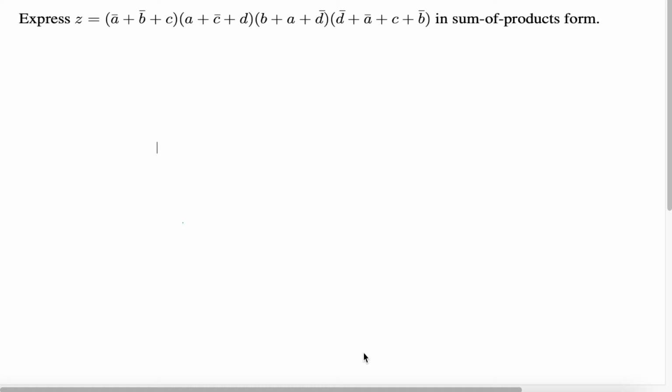In today's video, we're going to express Z. So this is a big equation over here in sum of products form. It's very simple, and let's get straight into it.